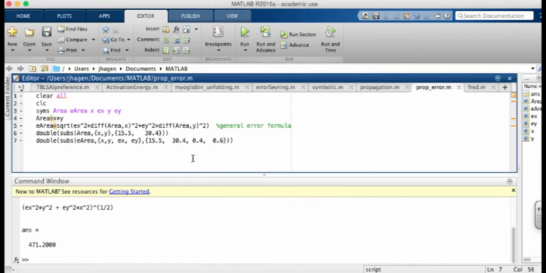Imagine that we had a rectangle with an x measurement of 15.5 and a y measurement of 30.4, and the uncertainties on those two numbers were 0.4 and 0.6. So we have 15.5 plus or minus 0.4 and 30.4 plus or minus 0.6. What would be the uncertainty in the overall area? So we run this one, and now in the final version of the script, we have the number itself, and then we have the uncertainty.